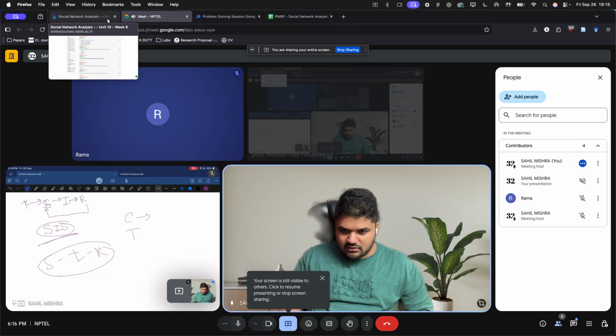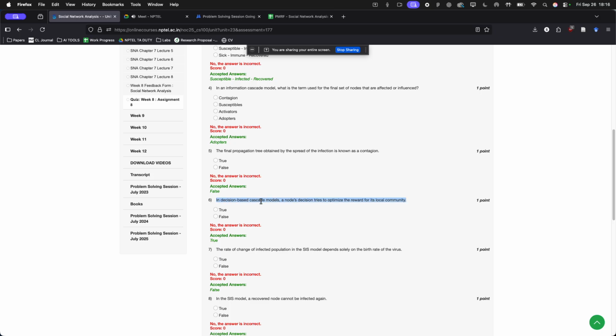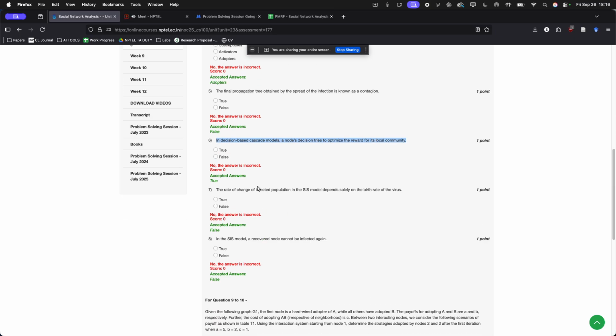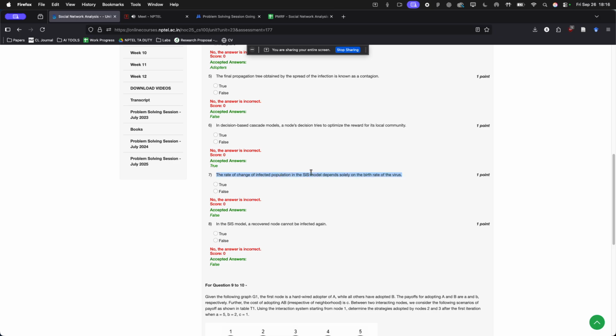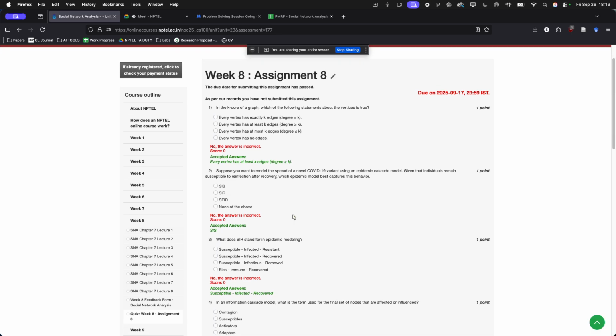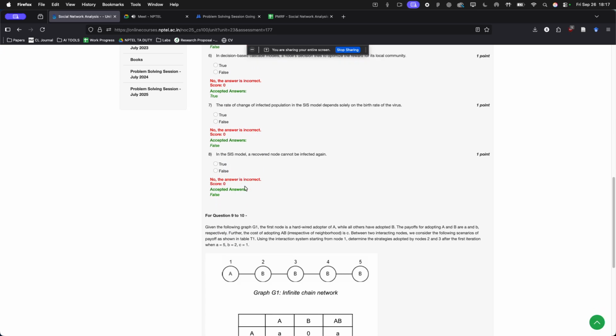I hope I'm not boring you. In decision-based cascade models, the node's decision tries to optimize the reward for its local community too. All true. The rate of infected population depends on the birth rate? No, in the SIS model, I is proportional to birth rate by death rate, something like that. SIS model, recovered node cannot be infected again: false, because in the COVID-19 question we already saw that it can be infected again. So that is the SIS model for you.